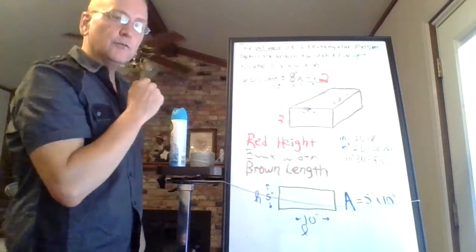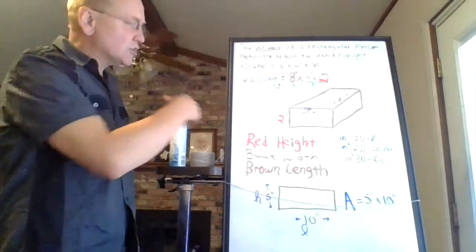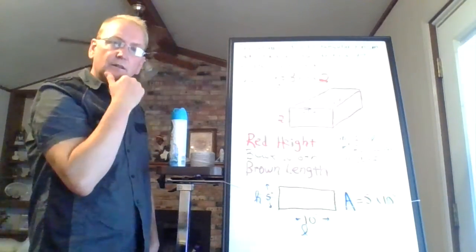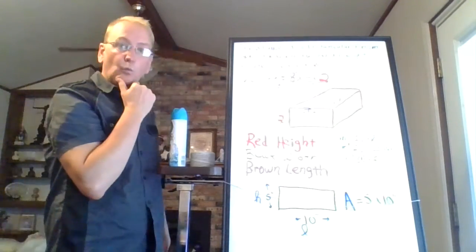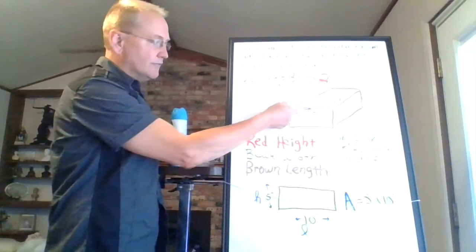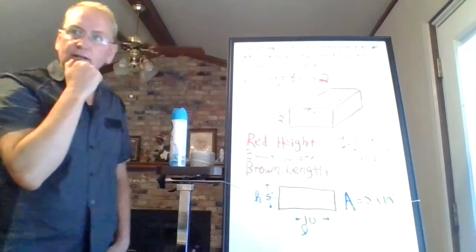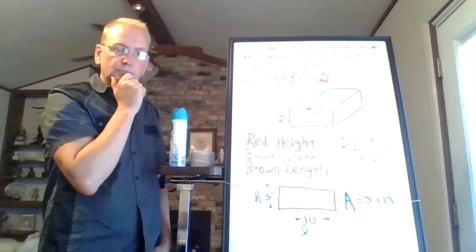Exactly. The brown. Normally the length, in this case, it looks like it's longer. So the longer one would be the length. Garen, which one do you think would be the width? Excellent. 4 inches. And Levi, which one would be height?